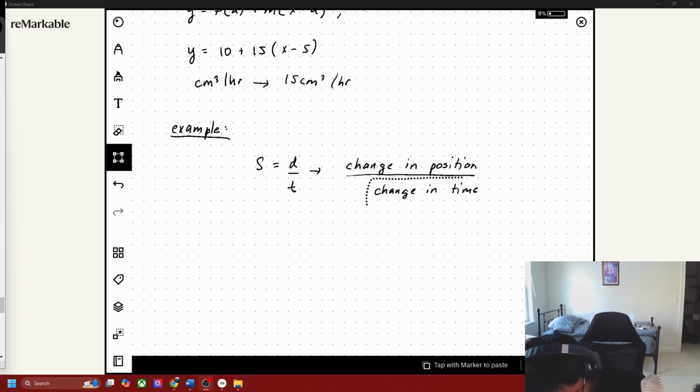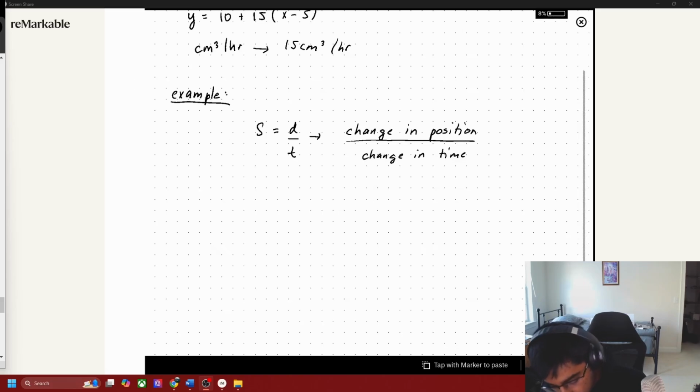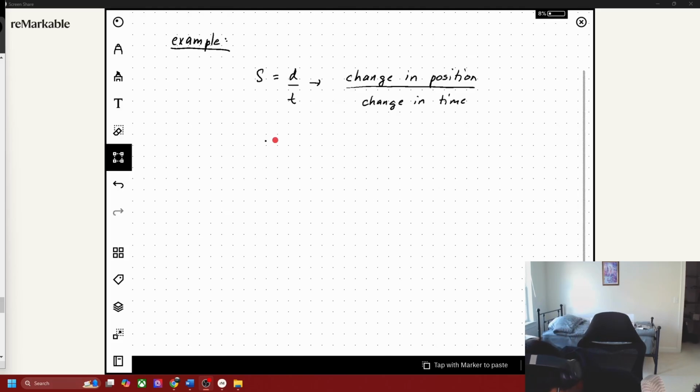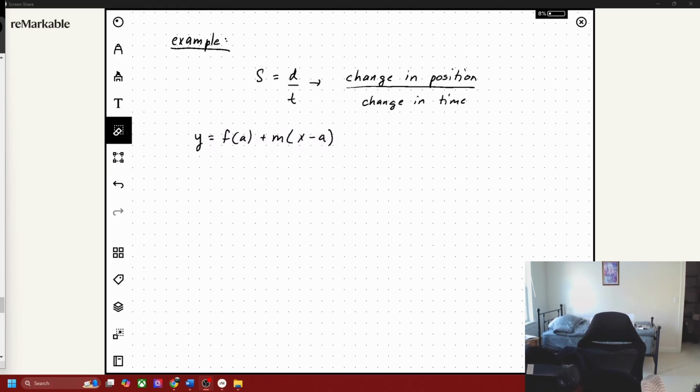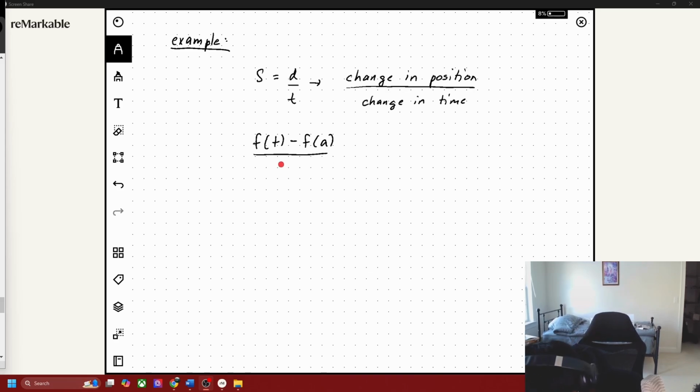Right? So this is just another rehashing of the secant line, secant slope formula, as I like to call it now. So as usual, this is now really just f of t minus f of a over t minus a.